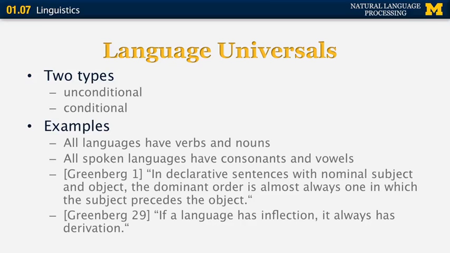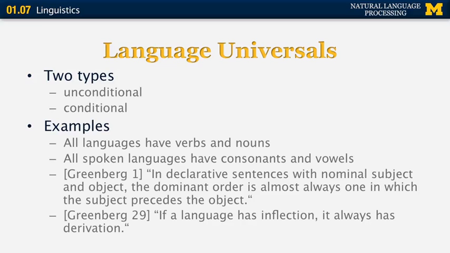And then two examples of conditional language universals. They both come from Greenberg, who is one of the founders of the theory of language universals. Rule number one on his list is the following. In declarative sentences, those are sentences that end with periods as opposed to question marks and exclamation points, with a nominal or noun subject and object, the dominant order is always one in which the subject precedes the object.